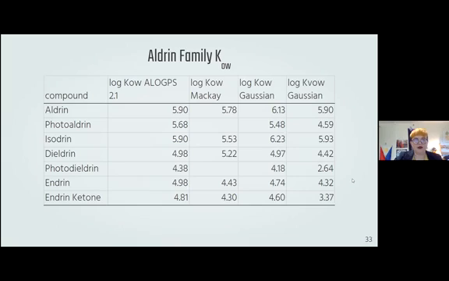I'm going to go through our selected POPs real quick, just to highlight some of those things that we've noticed. Aldrin and isodrin, 2 stereoisomers, have the same log KOW according to ALOG PS 2.1, but not according to any of the others. And then we also see that same thing in dieldrin and endrin. And then we also see that we're missing a couple values here using McKay's equations because there was no solubility or melting point data. And this is something consistent across all of the different selected compounds. Our Kvow is lower than the KOW when we calculated that in Gaussian.